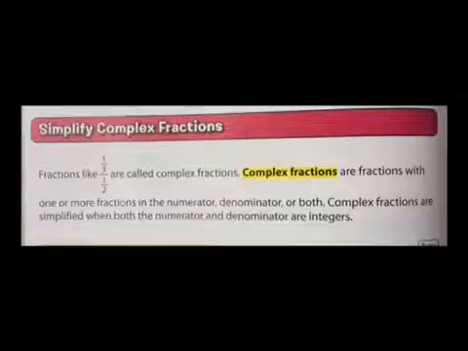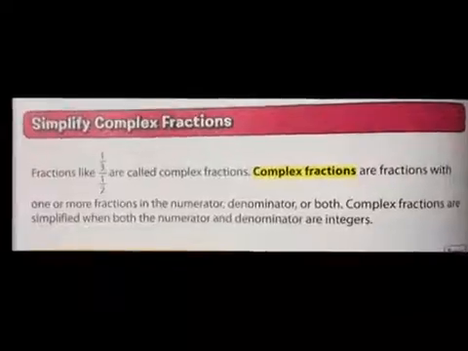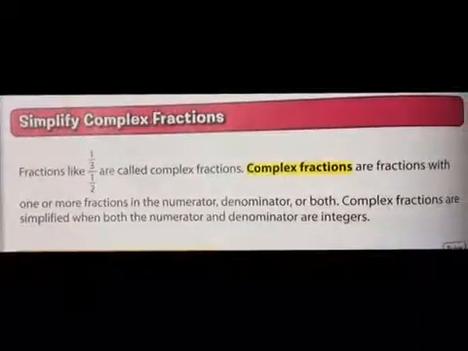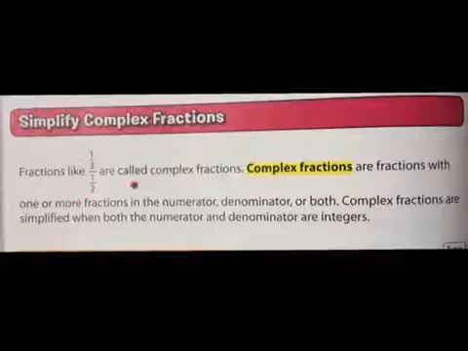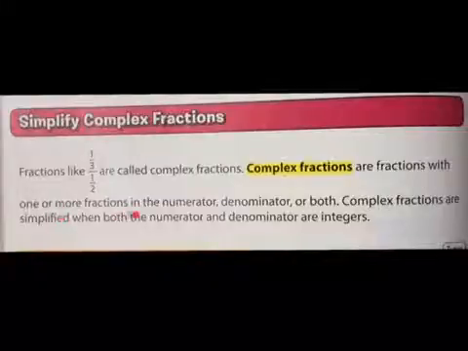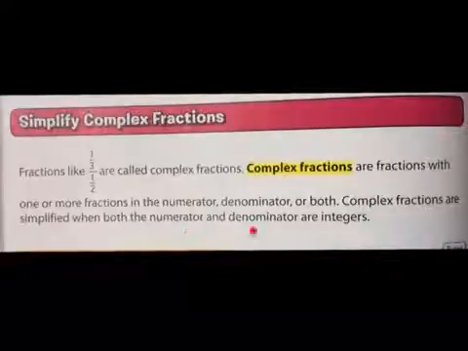So what is a complex fraction? Let's see if we can zoom this in a little more. There we go. Fractions like 1/3 over a half are called complex fractions. Complex fractions are fractions with one or more fractions in the numerator, denominator, or both. Complex fractions are simplified when both numerator and denominator are integers, so they become a whole number, either negative or positive.